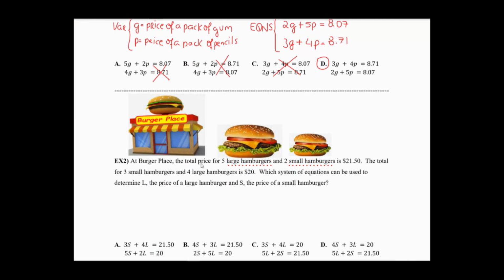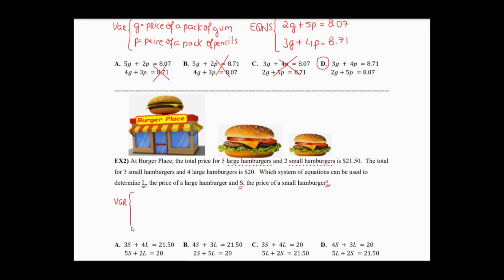At Burger Place, the total price of 5 large hamburgers and 2 small hamburgers is $21.50. The total for 3 small hamburgers and 4 large hamburgers is $20. Which system of equations can be used to determine L, the price of a large hamburger, and S, the price of a small hamburger? Please notice right there, here's the question. And in the question, they're telling you what the variables are going to be used. Okay, so let's go ahead and write down the variables.